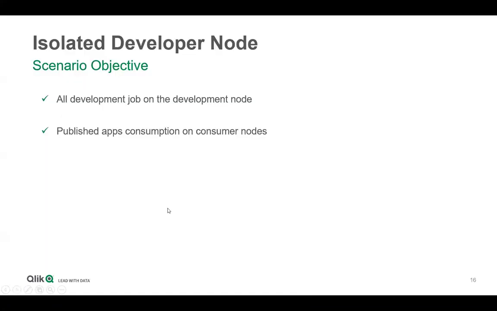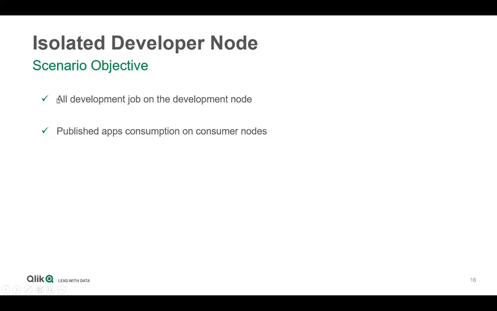As mentioned earlier, developers have a lot of activity creating and updating apps and manually reloading apps. This activity creates heavy transactions. We do not want developers' activity to impact our end users' visualization. So we need a dedicated development node for development jobs.